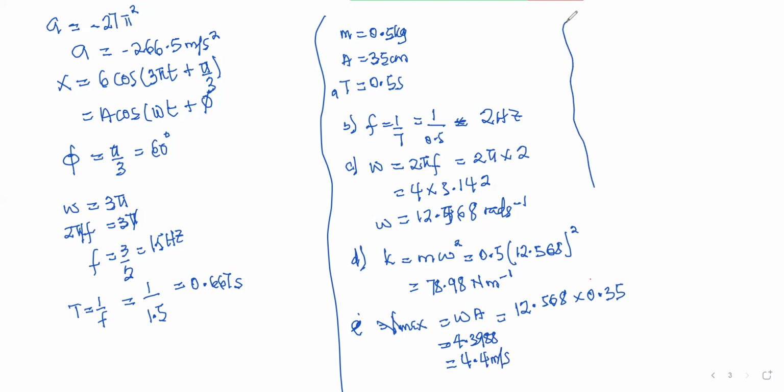What's the next question? The magnitude of the maximum force on the block from the spring. So maximum force F is equal to K times the displacement. But this displacement is equal to the amplitude.